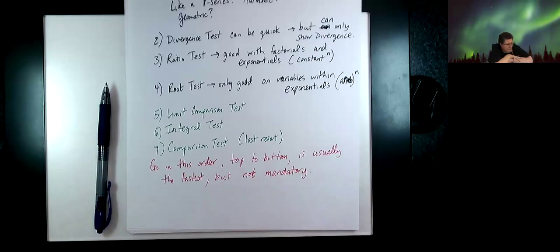If you spot something that's going to be good for the ratio test right away, or the root test right away, why bother trying to do the divergence test? Jump straight to the ratio test, get rid of that exponent, and see how it looks.